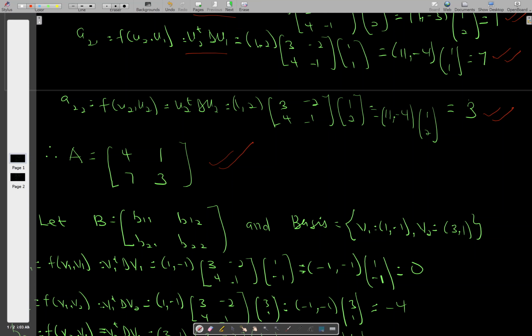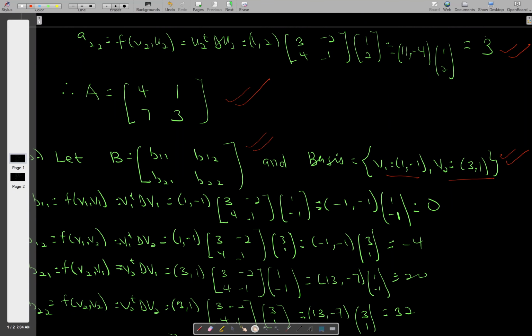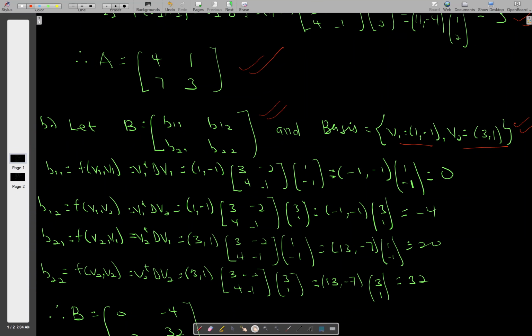So matrix B is unknown, so we can let matrix B be this matrix, which contains 4 elements. Okay, so we have B11, B12, B21, B22. And this is our basis V1 and V2. So now we find the values of each of the elements of the matrix B. We find B11, and we solve for B12, B21, and B22.